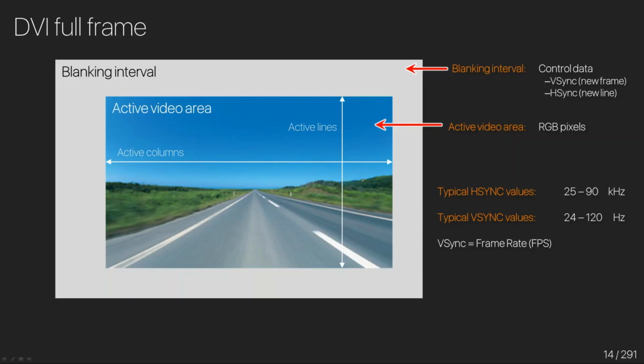With DVI, it's important to note that the active video area can only be encoded in RGB, so no other color space is allowed. And we'll take a look at some of the other ones they introduced later on with HDMI.